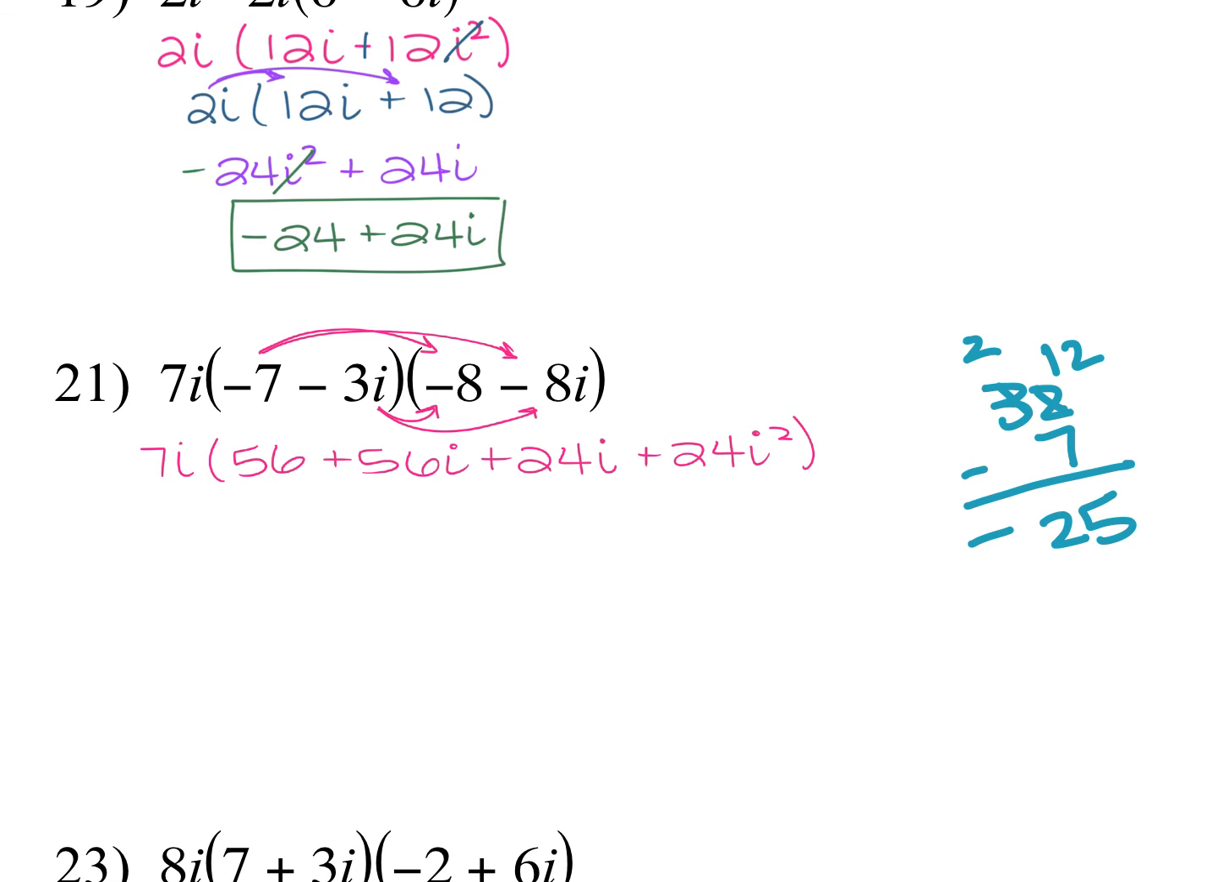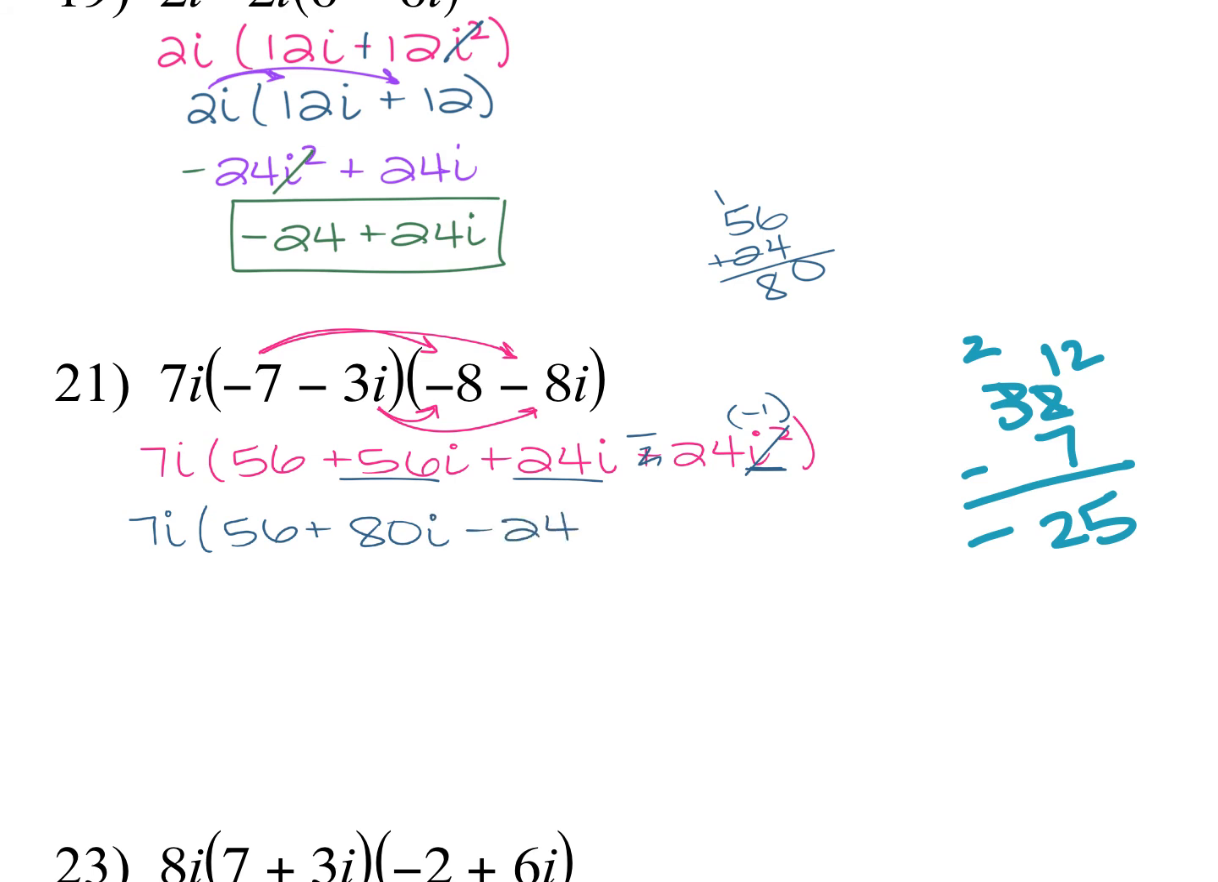We're now going to simplify within those parentheses. So we're going to combine the 56i and the 24i. We're also going to turn that i squared into negative 1, multiply it by the 24, and that'll make it a negative 24. So that means we're going to have 7i times 56 plus 56 and 24. The 4 and the 6 is 10, carry the 1. 5 and 1 is 6, plus 2 is 8. So that's positive 80i minus 24.